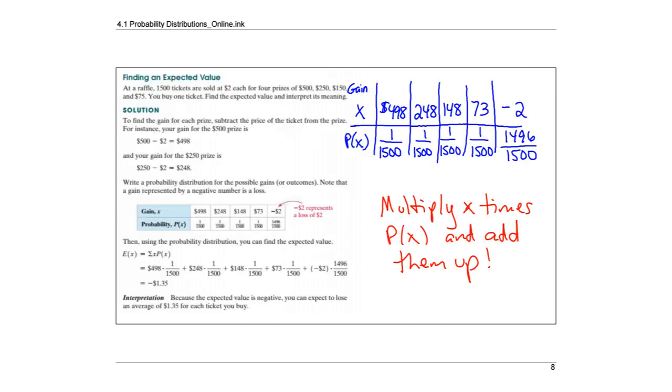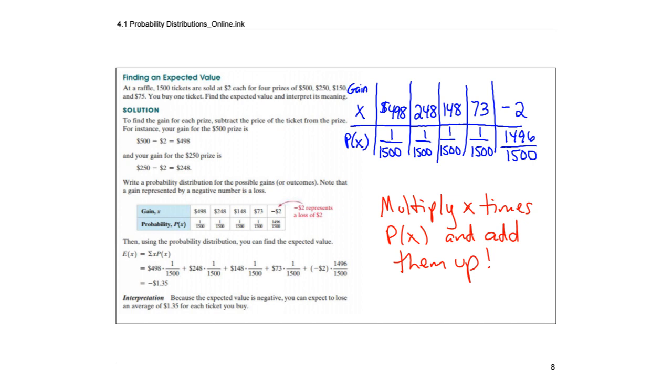All right, let's take a look at this expected value. So we have a raffle. We have 1,500 tickets that are sold, and they're sold for $2 each. And then you can win one of 4 prizes. You can win $500, you can win $250, you can win $150, or you can win $75. Otherwise, you're not going to win, right? So only 4 tickets are actually winners. The rest are losers. So let's set up our table.